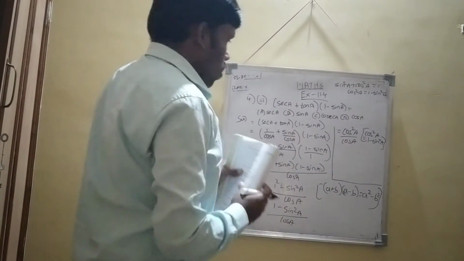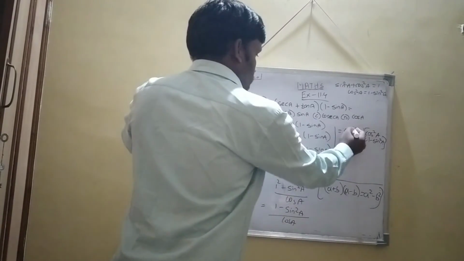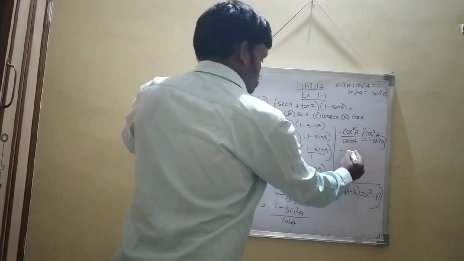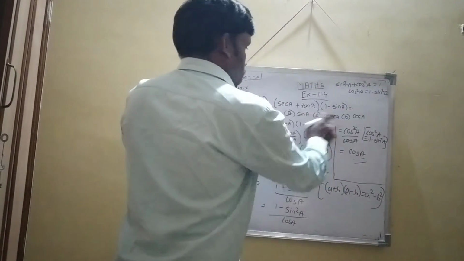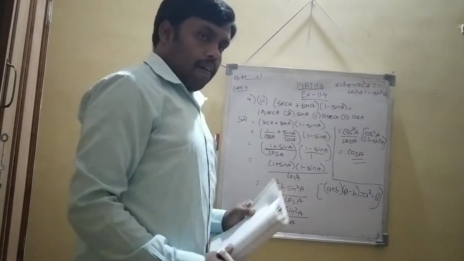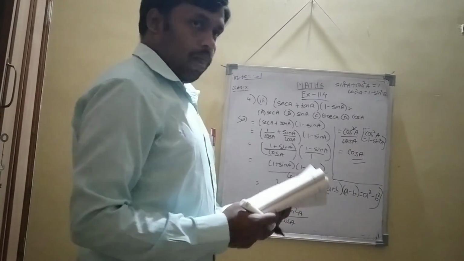So now, here cos square means two cos are there. One cos gets cancelled, and one more cos is left in the numerator, that is cos A. So option D is correct. So for the third sub question, option D, cos A, is the answer.